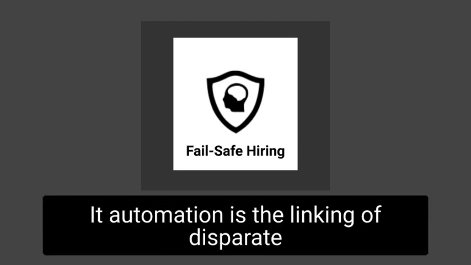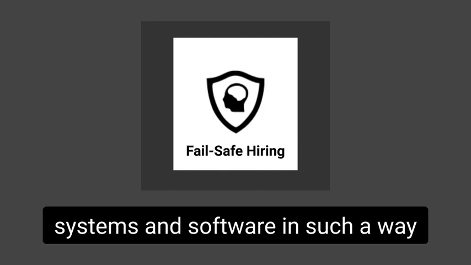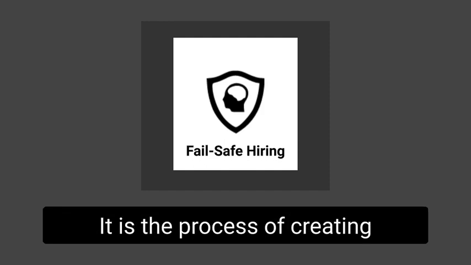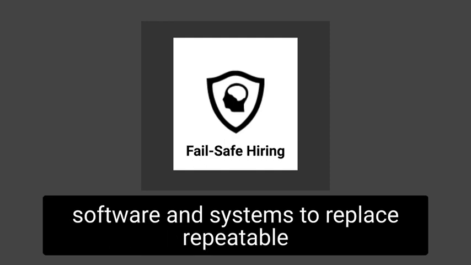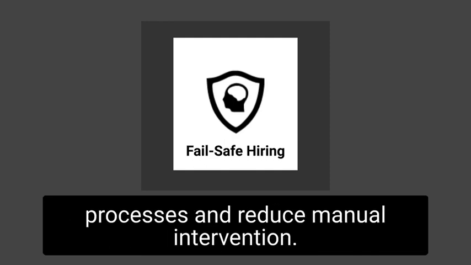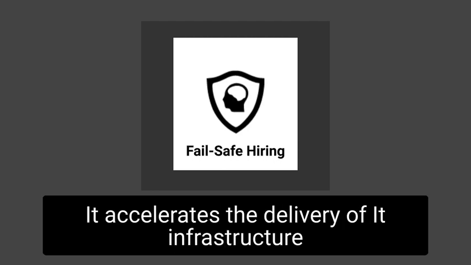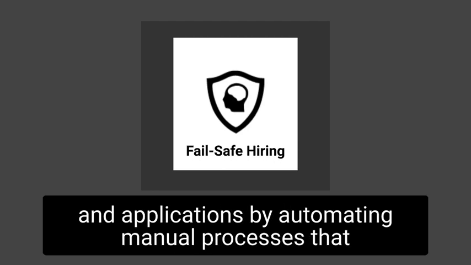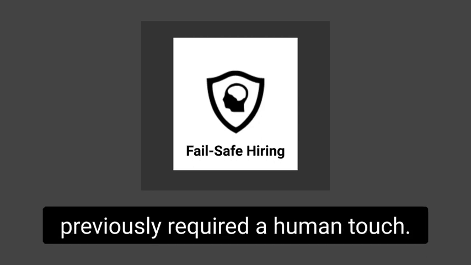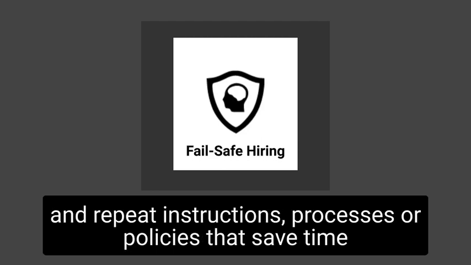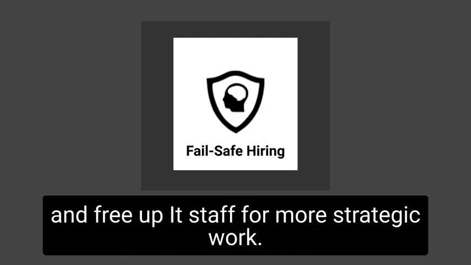IT automation is the linking of disparate systems and software in such a way that they become self-acting or self-regulating. It is the process of creating software and systems to replace repeatable processes and reduce manual intervention. It accelerates the delivery of IT infrastructure and applications by automating manual processes that previously required a human touch. With IT automation, software is used to set up and repeat instructions, processes, or policies that save time and free up IT staff for more strategic work.